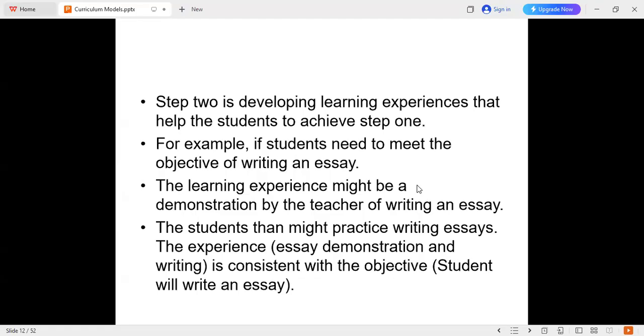Homework could be given in the exam. One question can be included in language, paper, essay writing. That is the next step: the experience, essay demonstration in writing, is consistent with the objective. A student will write an essay. The objective can be written this way: the student will write an essay at the end of this lesson. We can write the objective that way.